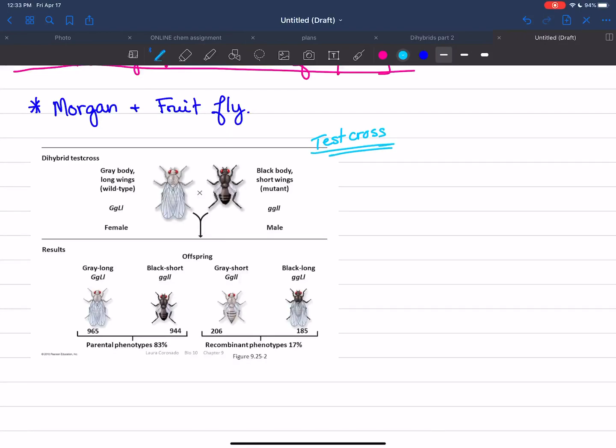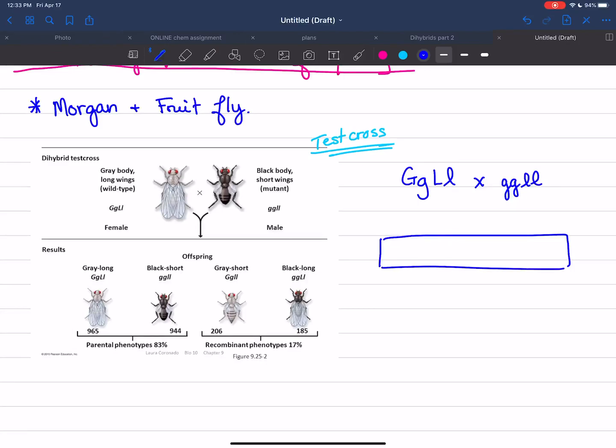Now, if we were to do this particular cross where we take big G, big L, little l, and we cross it with little g, little l, what we would get is a Punnett rectangle, right? So we would have big G, big L, big G, little g, big L, little g, little l from this parent right here. And then the only thing that this particular parent can give is just a little g, little l. So here I'm going to put a little g, little l.